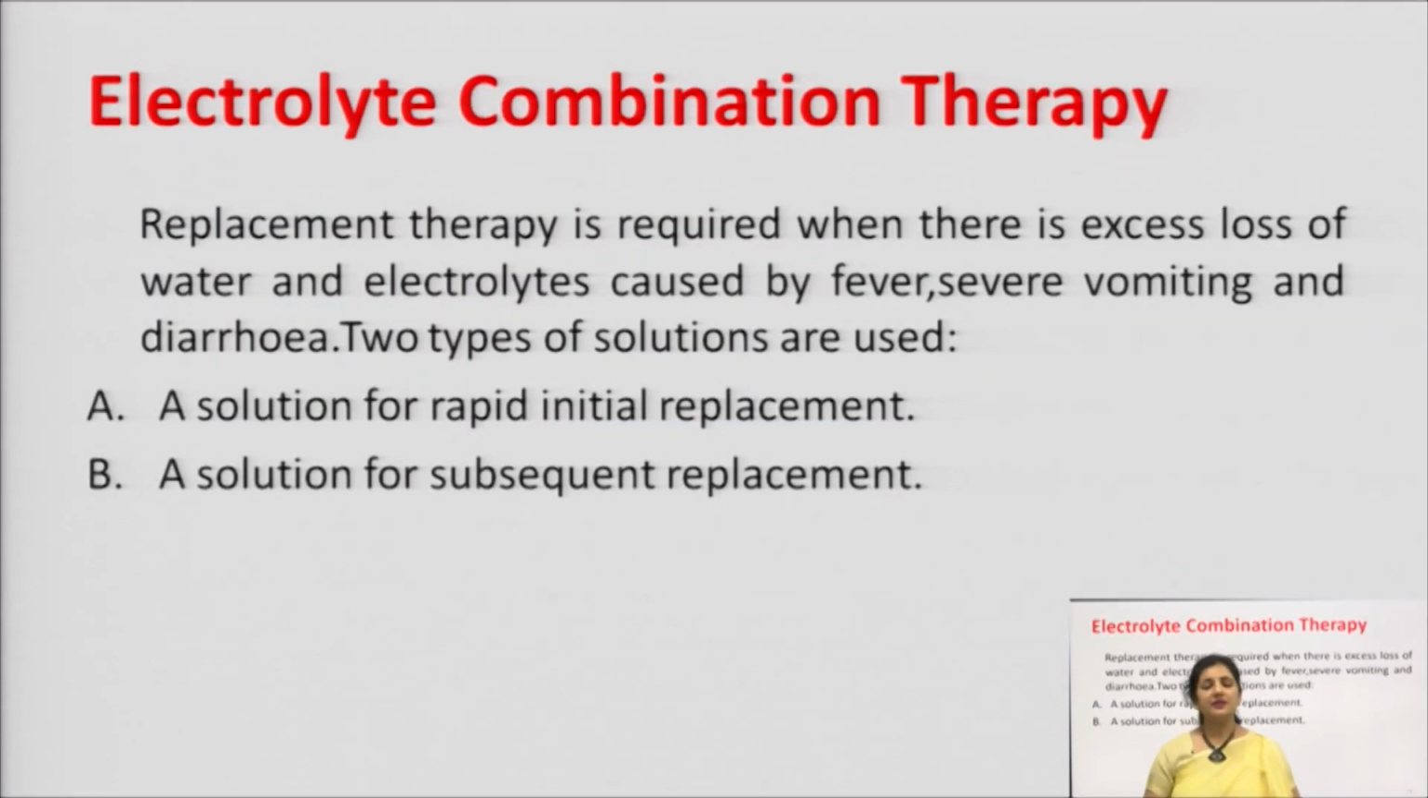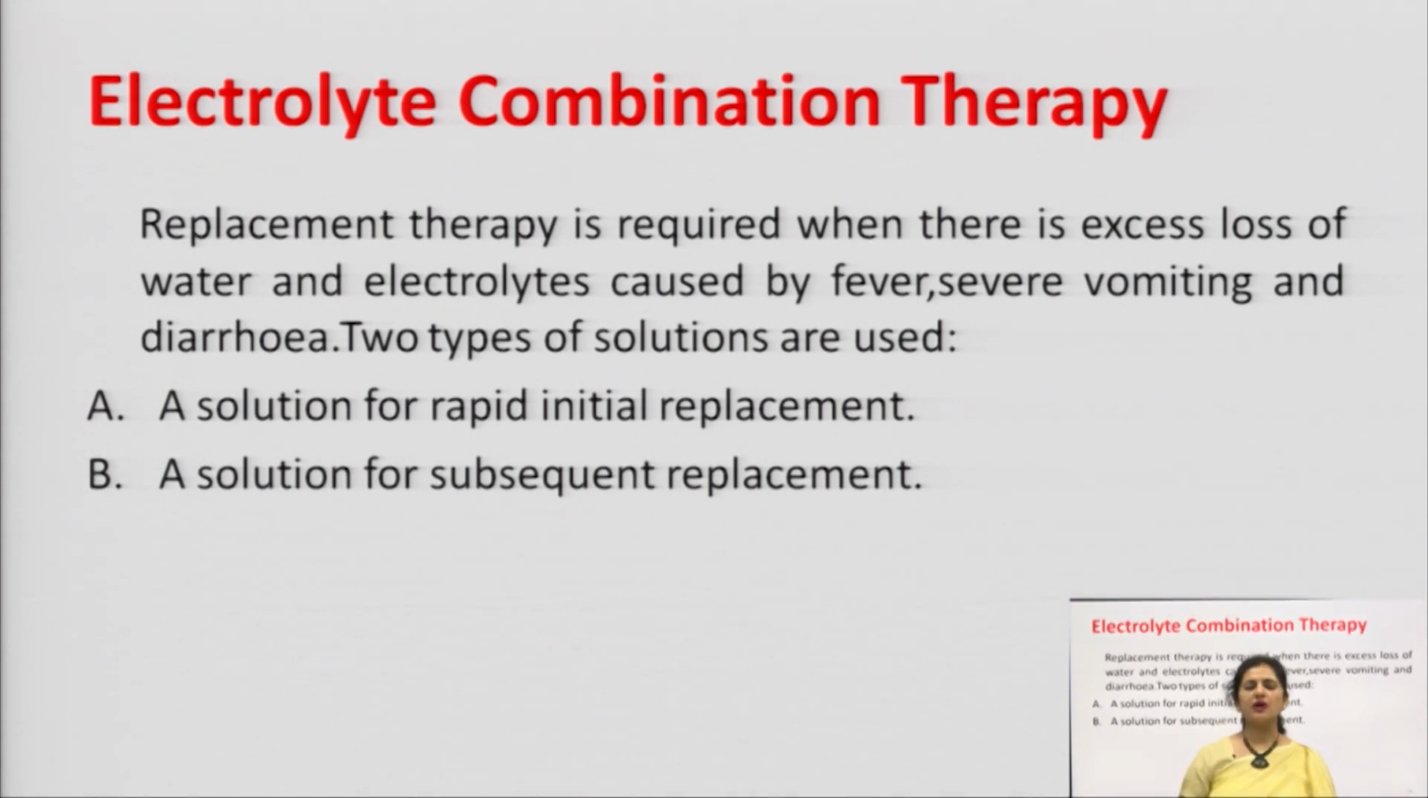So, whenever there is an imbalance, metabolic acidosis or alkalosis, occurring in the body, we need to administer electrolytes. These electrolytes come under electrolyte combination therapy. Electrolyte combination therapy is basically the replacement therapy which is required when there is excess loss of water or electrolytes, which is caused by fever, severe vomiting and diarrhea.